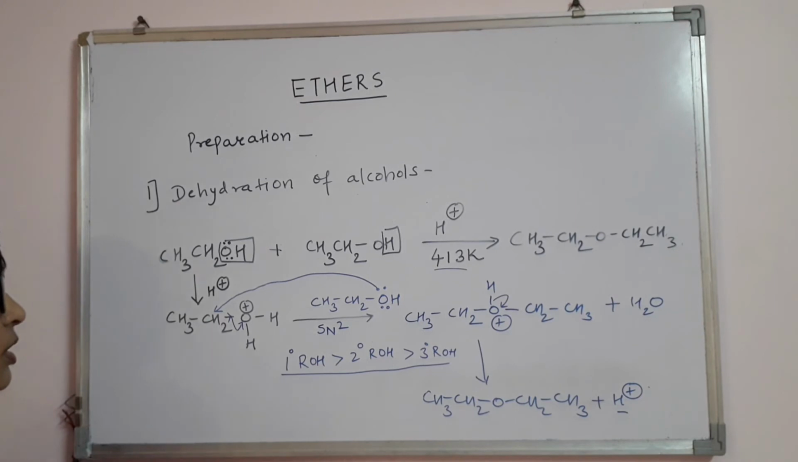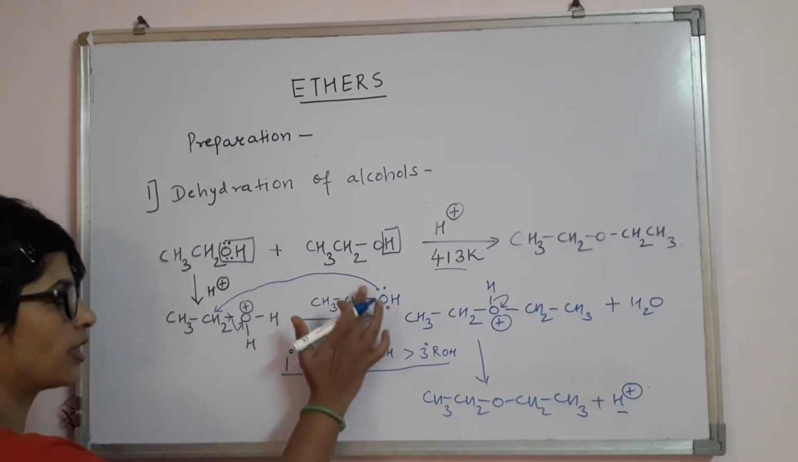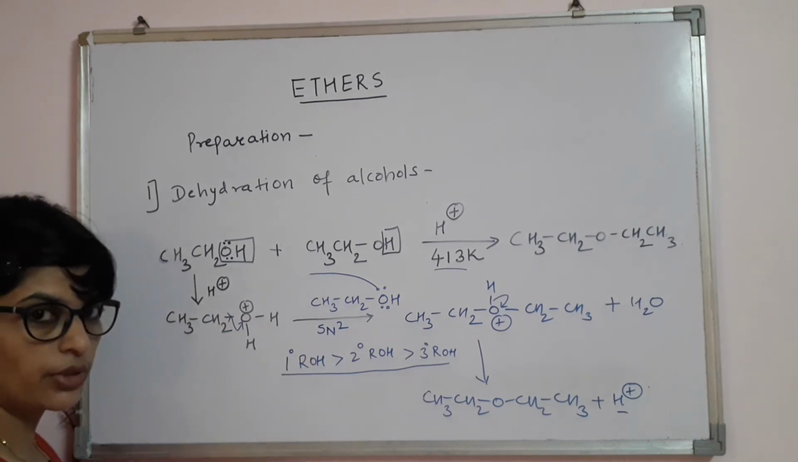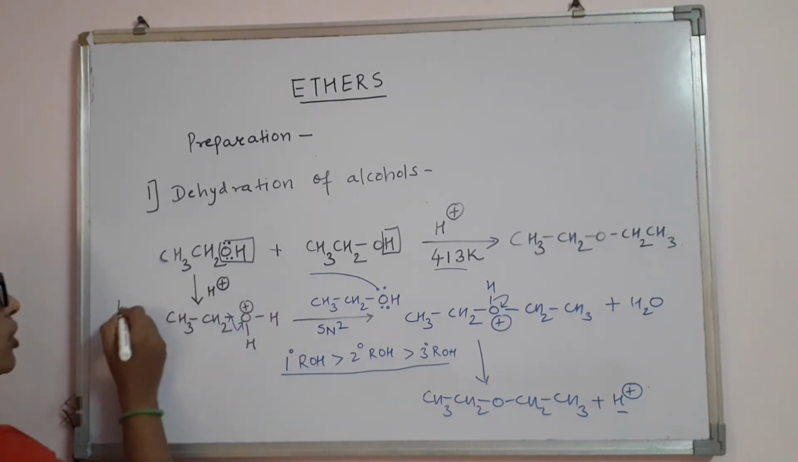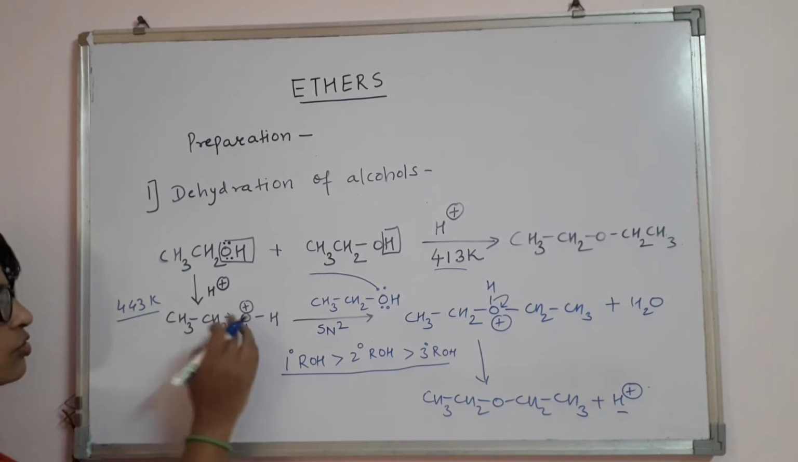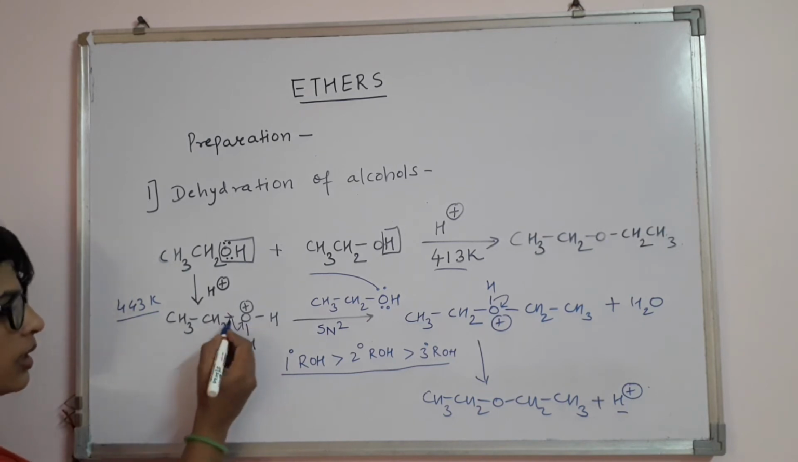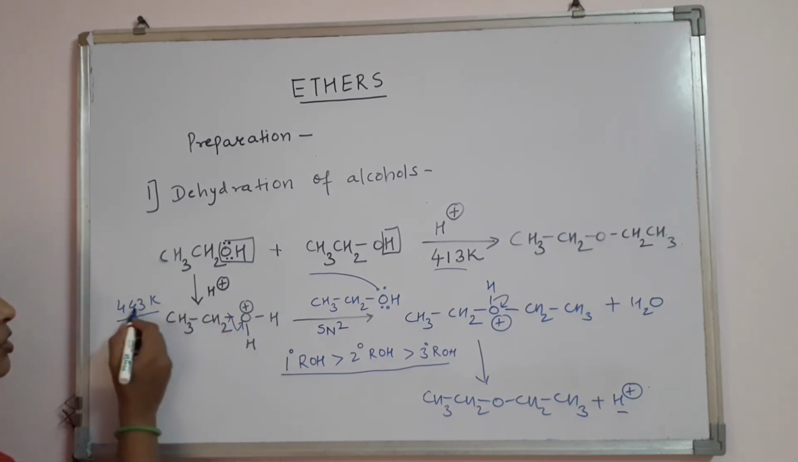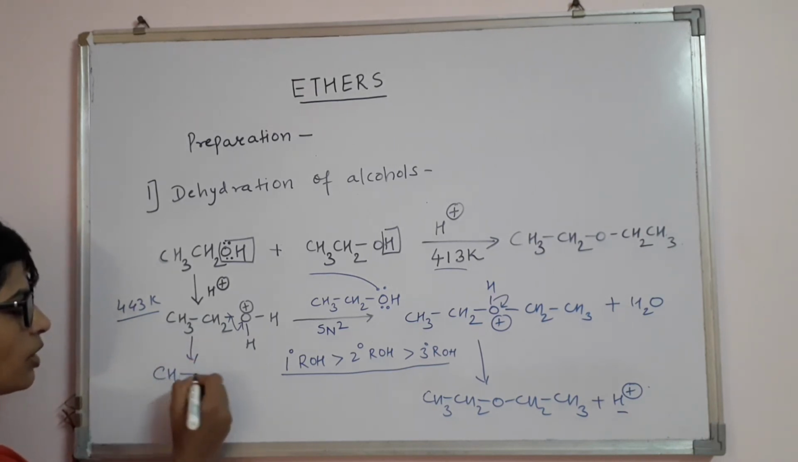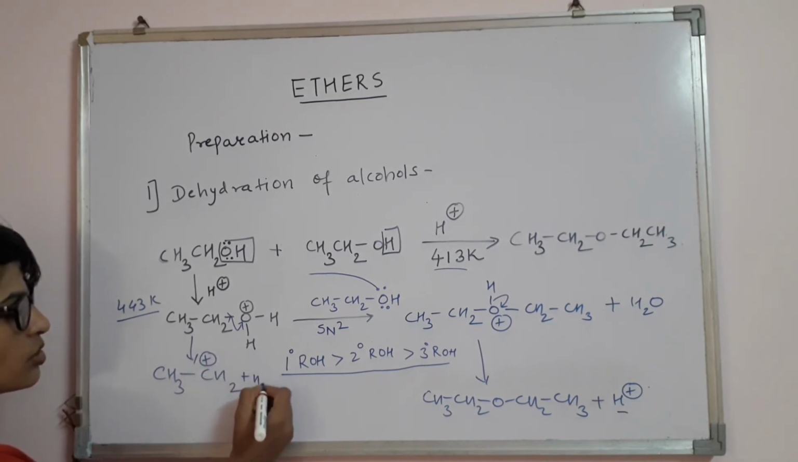Let me show you. Then the second molecule will not get a chance to attack at all, because you have kept the temperature so high. How high are you going to keep the temperature now? 443 Kelvin. So if the temperature is 443 Kelvin, then water is lost from one molecule of alcohol, and this step will automatically happen because you are heating it at such a high temperature, and you will get the formation of a carbocation, CH3CH2+, and water is lost.